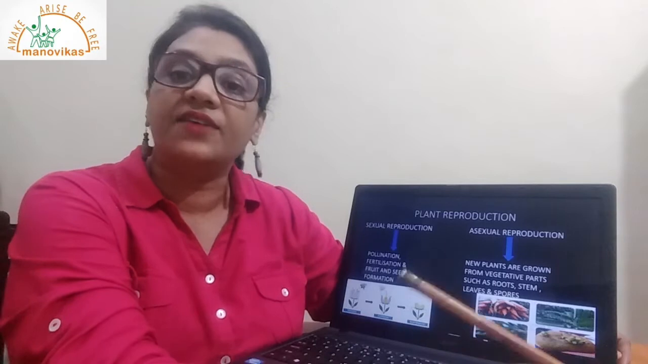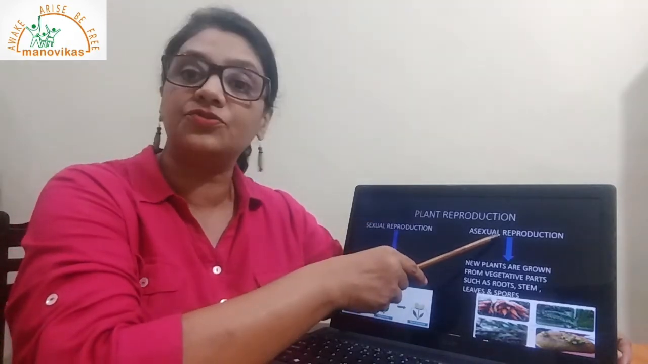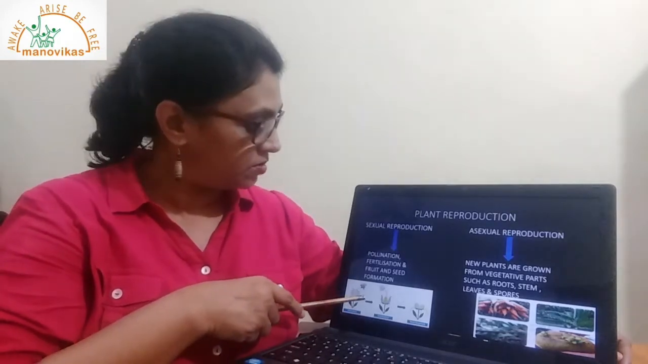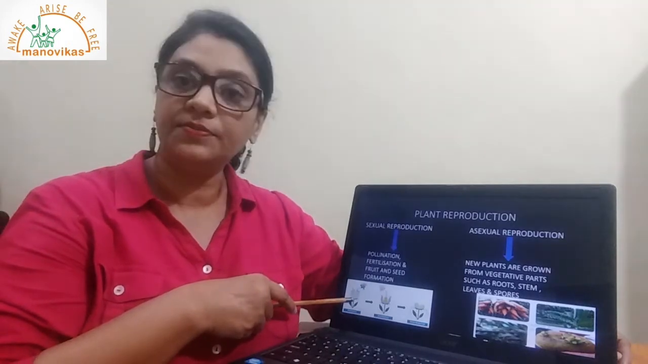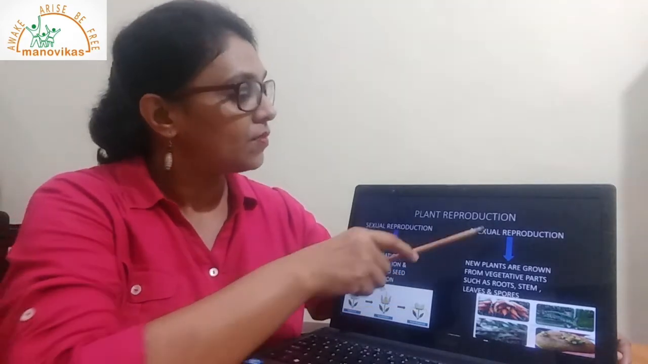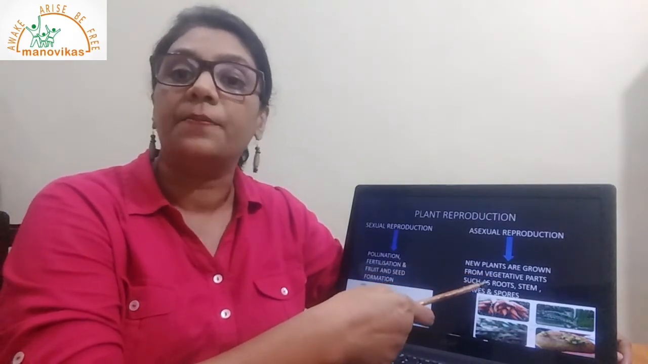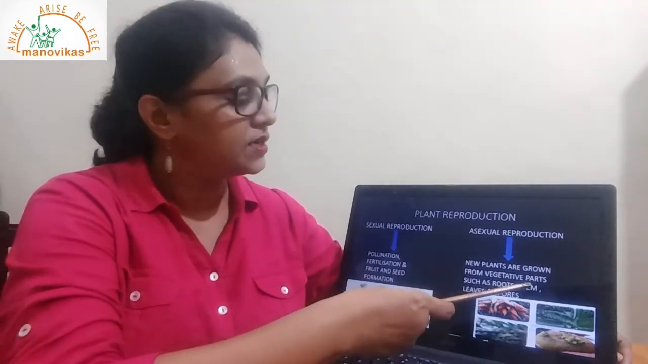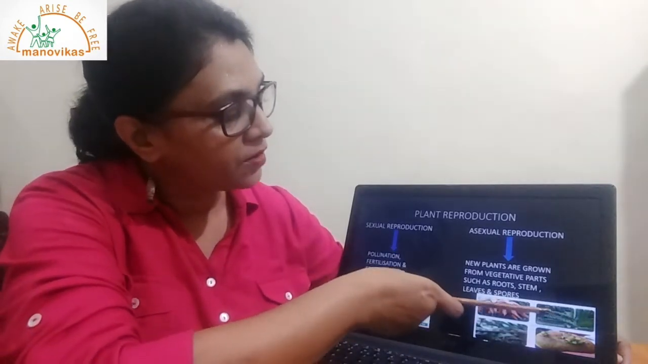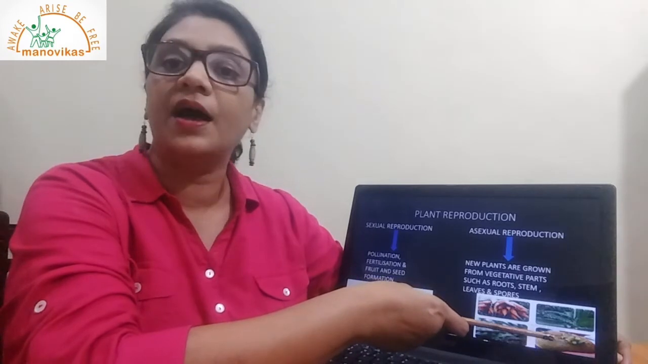So today, children, we have studied plant reproduction, which is of two types, sexual and asexual. Sexual reproduction takes place through three steps, that is pollination, fertilization and fruit and seed formation. Asexual reproduction is getting a new plant from the vegetative parts of the parent plant, like roots, stems, leaves and spores. You can see here roots from the leaves, from the spores, and this is from the buds of the underground stem.